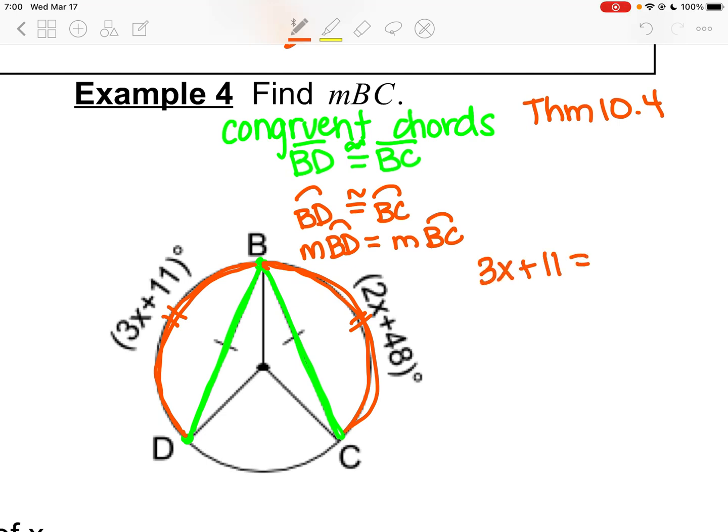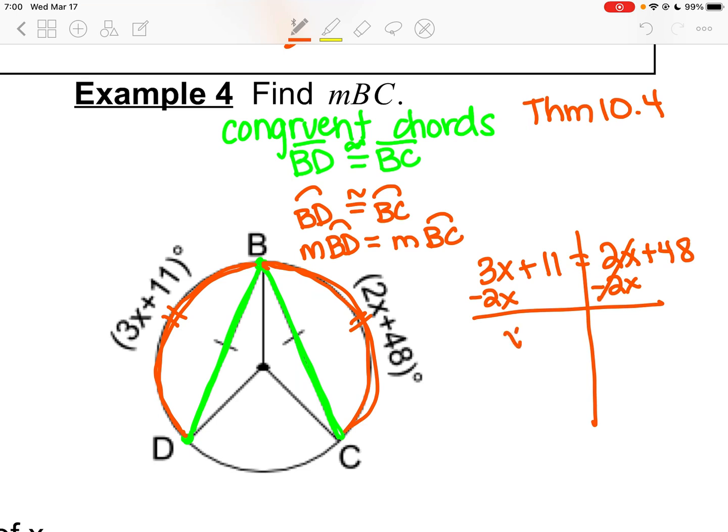And the measure of arc BC is given as 2x plus 48. So here's an equation I'm going to solve for x. The first thing I'm going to do is move an x value, so I'm going to subtract 2x from both sides. And then I have x plus 11 is 48. Then I'm going to subtract 11 from both sides, and x equals 37. So this is the value of x.